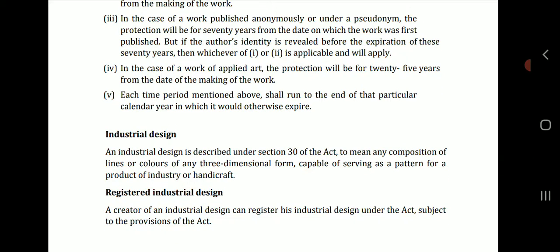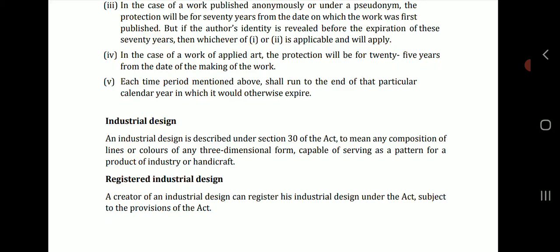In the case of works of applied art, the protection will be 25 years from the date of making the work. Each time period mentioned above shall run to the end of the particular calendar year. So for artworks it will be 25 years, such as the Mona Lisa. It has been several centuries, so any artist can draw a Mona Lisa, because it has been a very long time. So the duration is pretty much 25 years, and they have to keep registering it, pretty much every 10 years. So mainly things like that.